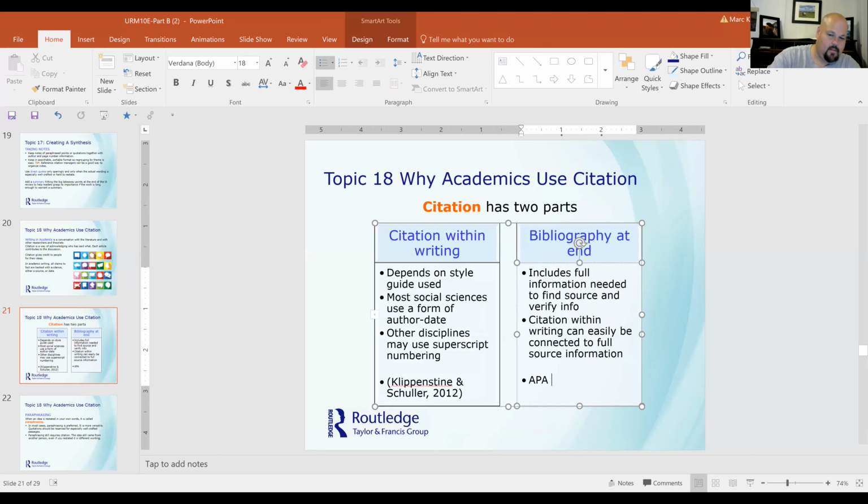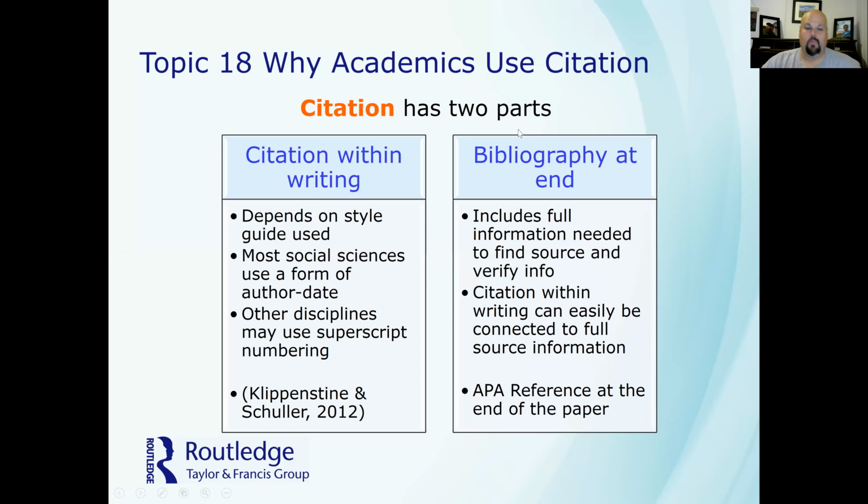It's hard to type. APA reference at the end of the paper, right? So your APA reference at the end of the paper is your bibliography. It's at the end. And so you cite within, and that depends on the style that you used. It's usually an author date, like I said, Klippenstein and Schuler, 2012. And then you include the full information so people can see that and say, hey, what is this Klippenstein and Schuler article? And then they can go to the end of the article and say, hey, this is the entire bibliographical information on that research topic.